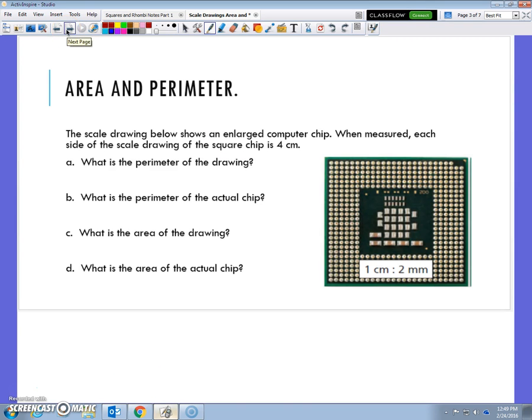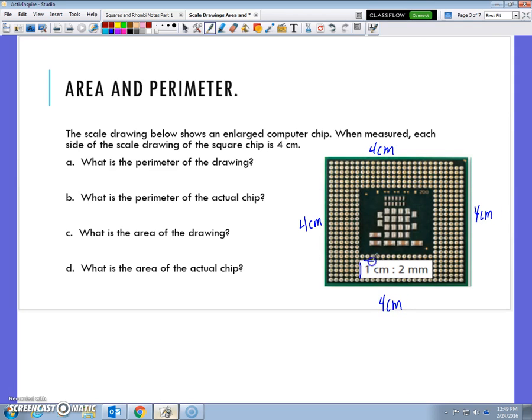Let's take a look here. It says the area and perimeter. We have a scale drawing below showing an enlarged computer chip. So this is bigger than the actual computer chip itself. We measured each side of the scale drawing. The square chip is 4 centimeters on each side in the drawing, so that's going to be important. I'm going to go ahead and write that information in, 4 centimeters on each side.